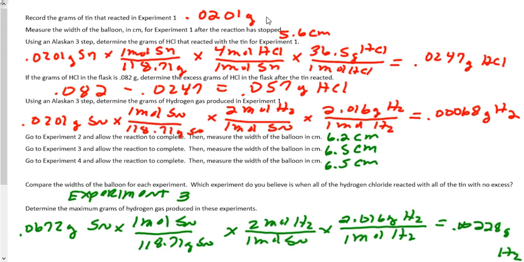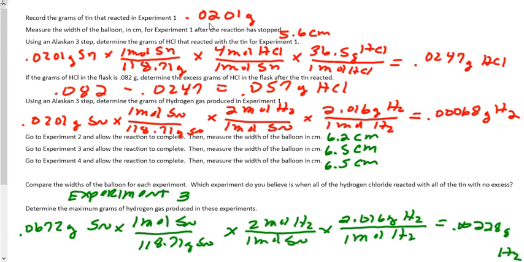After the reaction has come to a complete stop, I measured the balloon to be 5.6 centimeters in width. Now I expect your value to vary depending on how it's rendered and how you're actually measuring. Now, using an Alaskan three-step, as I call it, we want to determine the grams of HCl that did react with the tin for experiment 1.